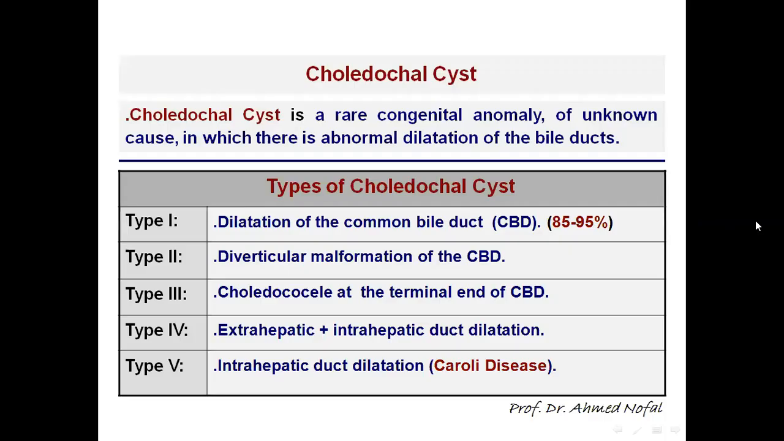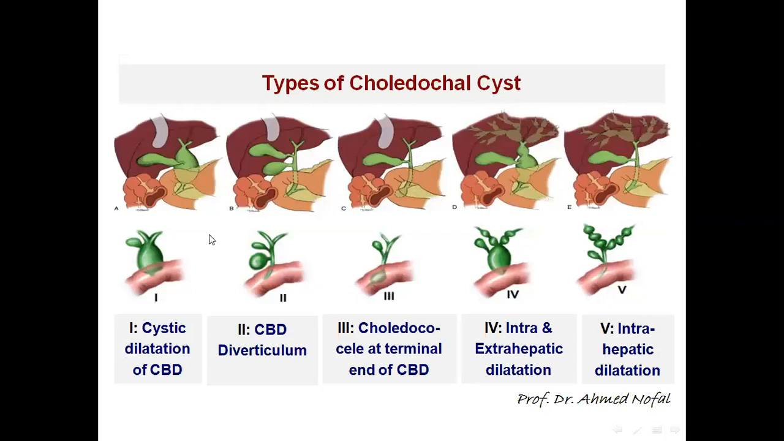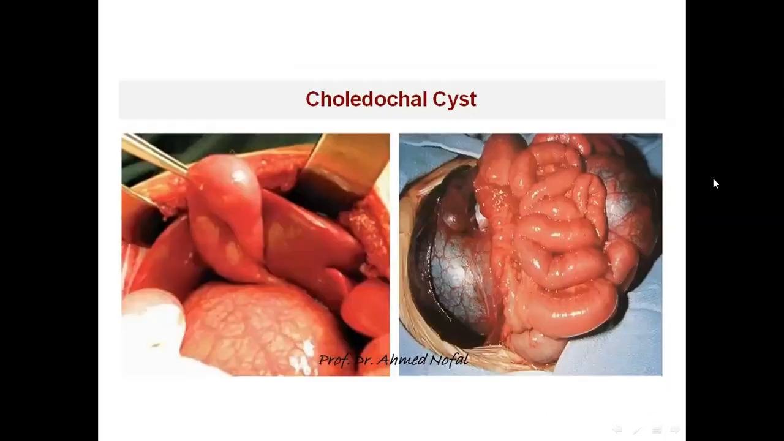Choledochal cyst is a rare congenital anomaly where there is abnormal dilatation of the bile ducts. The types are: type 1, there is cystic dilatation of the CBD; type 2, there is CBD diverticulum; type 3, there is choledochocele at the terminal end of the CBD; type 4, there is extrahepatic and intrahepatic dilatation of the bile ducts; and type 5, there is intrahepatic dilatation of the bile ducts. This is what is called Caroli disease. This is the choledochal system.